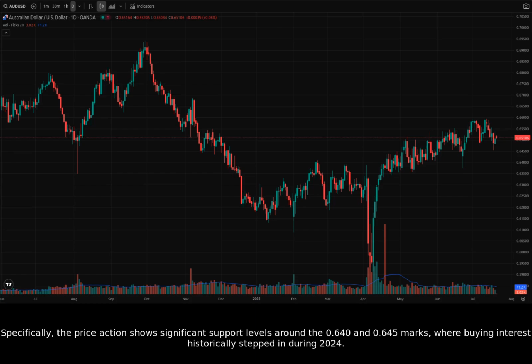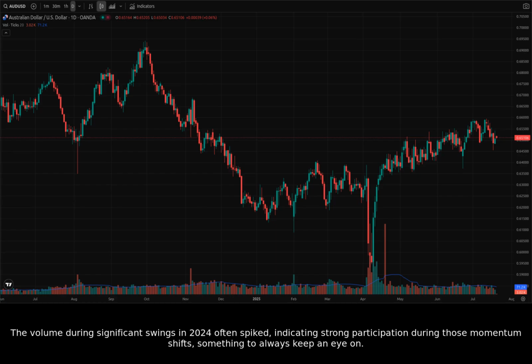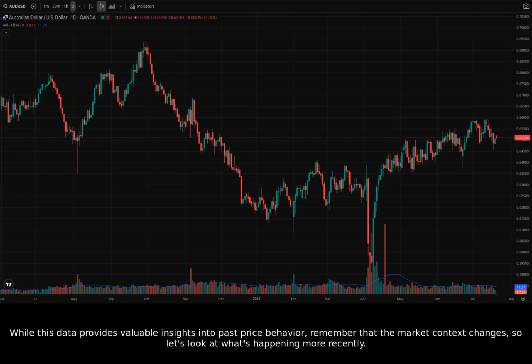Specifically, the price action shows significant support levels around the 0.640 and 0.645 marks, where buying interest historically stepped in during 2024. Conversely, resistance was frequently encountered in the 0.66 to 0.67 range, consistently capping upward movements in that time frame. The volume during significant swings in 2024 often spiked, indicating strong participation during those momentum shifts, something to always keep an eye on. While this data provides valuable insights into past price behavior, remember that the market context changes, so let's look at what's happening more recently.